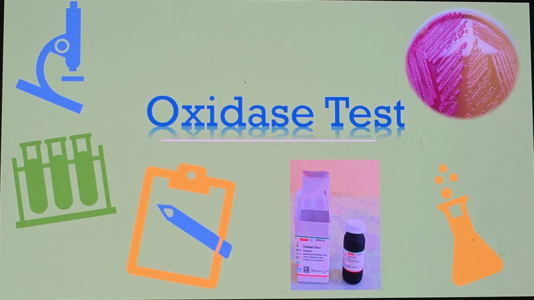Hello everyone. Today we are going to discuss another biochemical test used in identification of bacteria, that is oxidase test. In the previous video I have discussed about catalase test and coagulase test. In this video we will learn principle of oxidase test, reagents used, procedure, interpretation of results, clinical importance and common precautions in the laboratory. Let us understand the oxidase test in a very simple way.